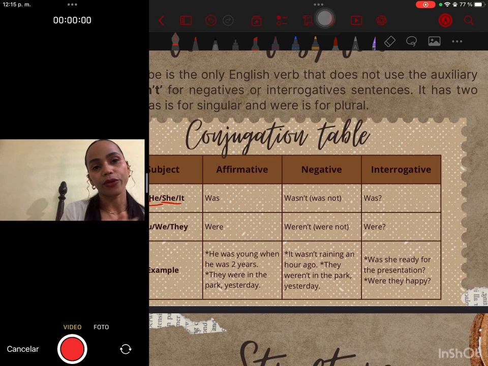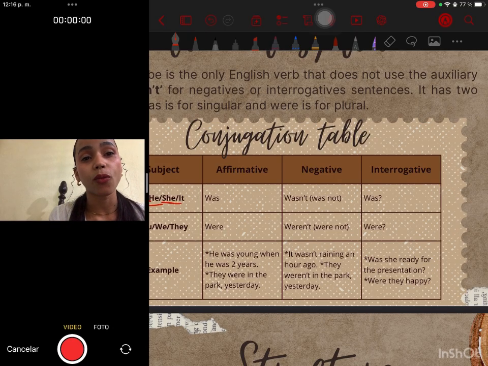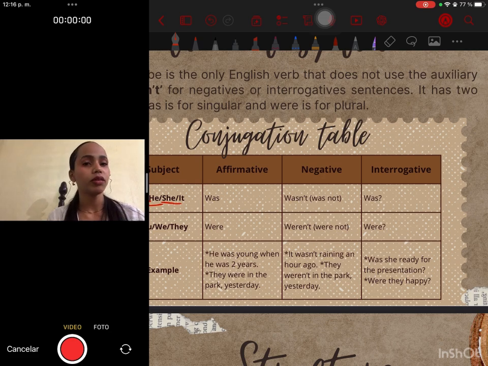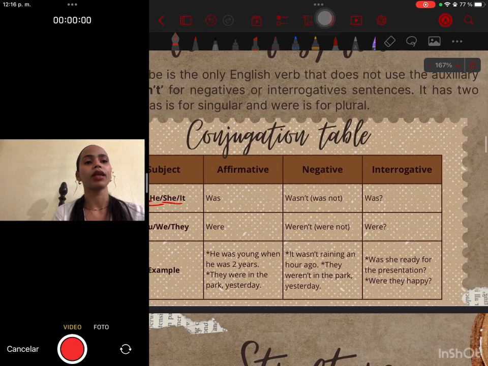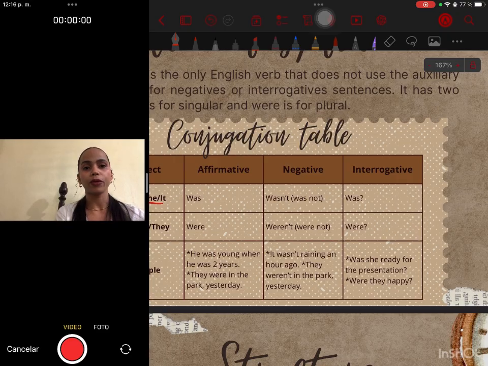The interrogative form is was. Example: was she ready for the presentation? Yes, I am ready. So, the affirmative form for the subjects you, we, they, so plural, is were. Example: they worked in the park yesterday. The negative form is weren't, or were not.